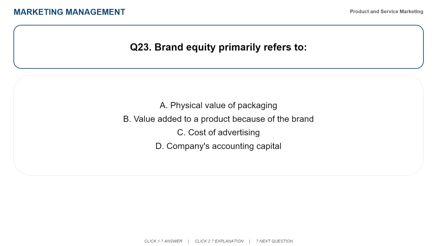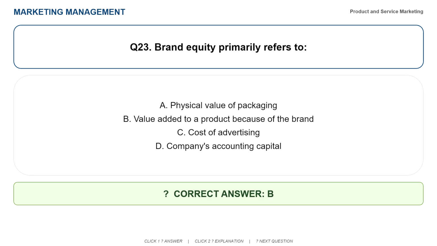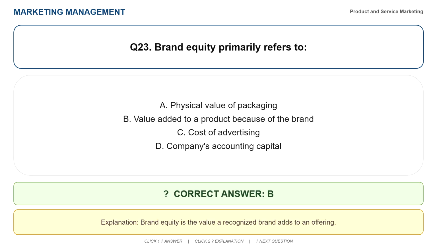Question 23. Brand equity primarily refers to: Option A, physical value of packaging. Option B, value added to a product because of the brand. Option C, cost of advertising. Option D, company's accounting capital. The correct answer is B. Explanation. Brand equity is the value a recognized brand adds to an offering.